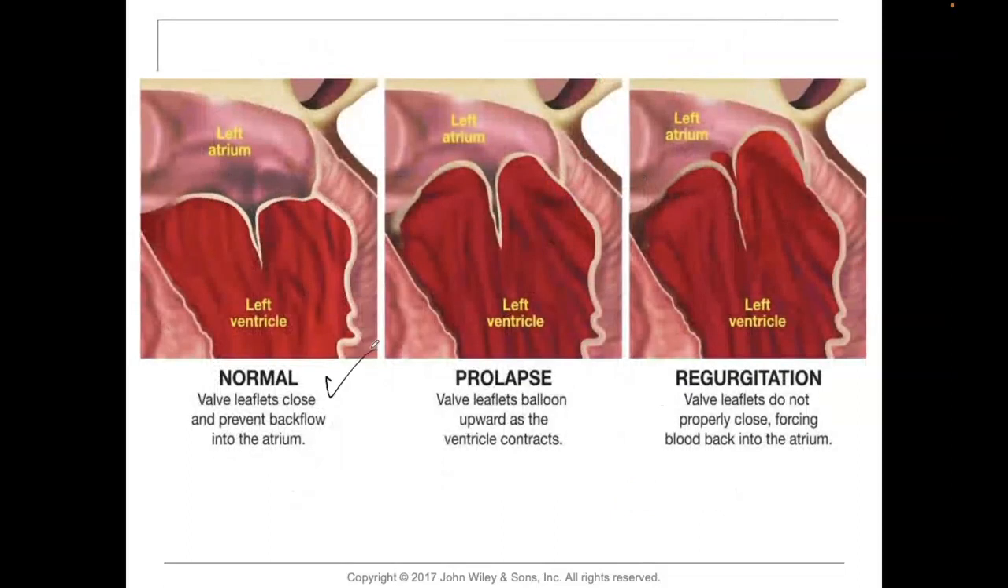So this is normal. This is a prolapse, right? Look at the difference. This is closing. Now this is closing but lifting up due to the increased pressure pushing that up. After this phase, it leads to the regurgitation. The regurgitation is when the pressure is so great that you get a little blood leaking back into the atrium. Okay, that's when they do some surgical procedures in repairing the valves.